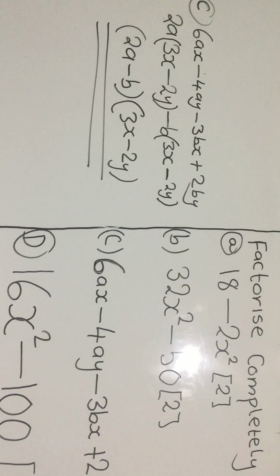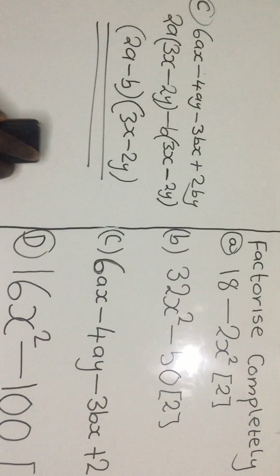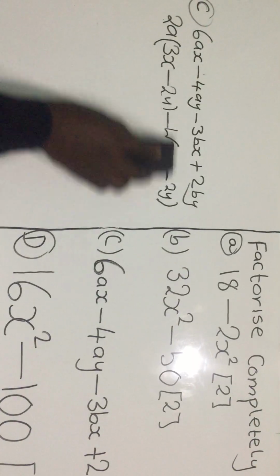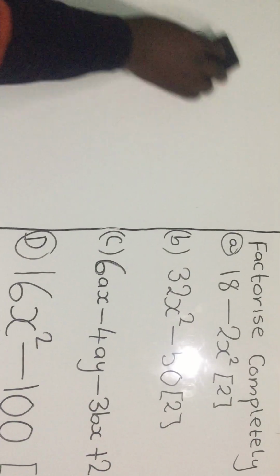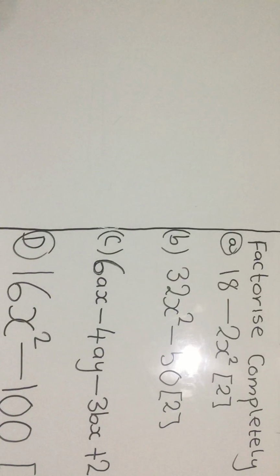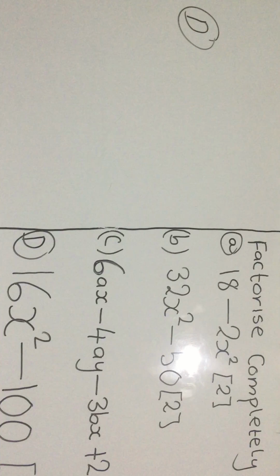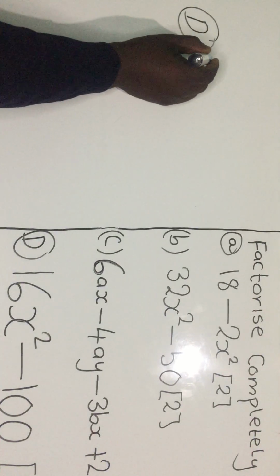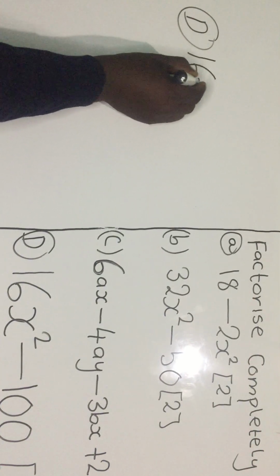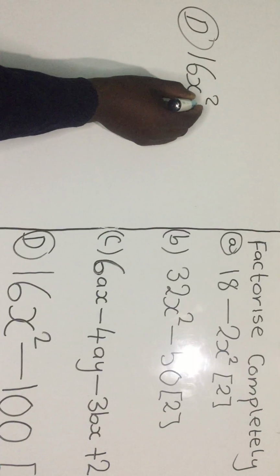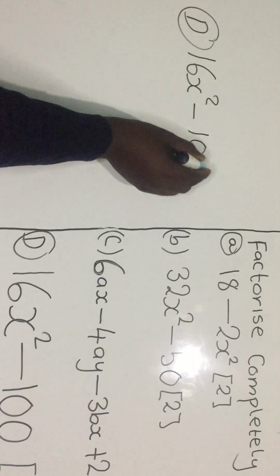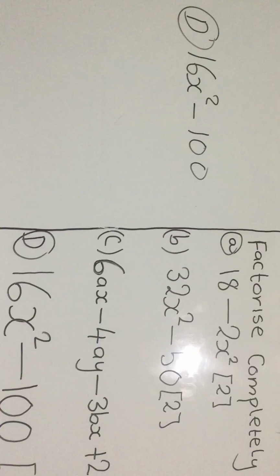We come to question D. Question D says factorize completely: 16x squared minus 100. This one is what we call difference of two squares.